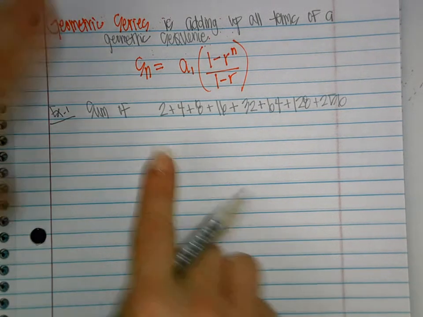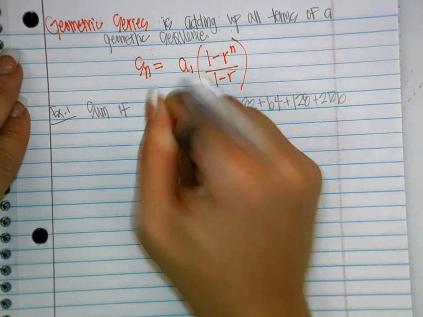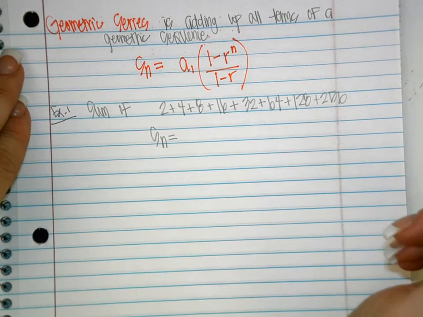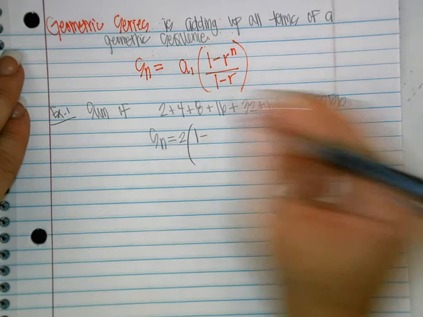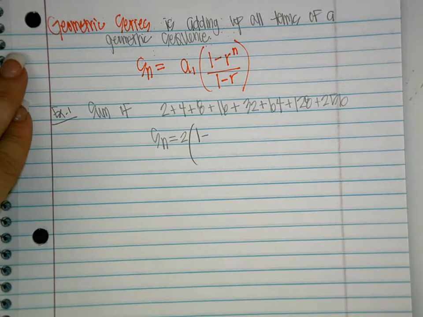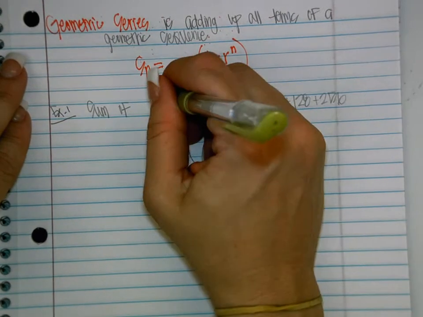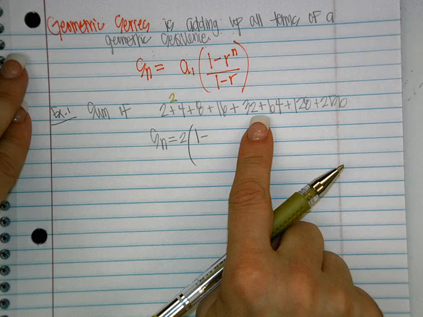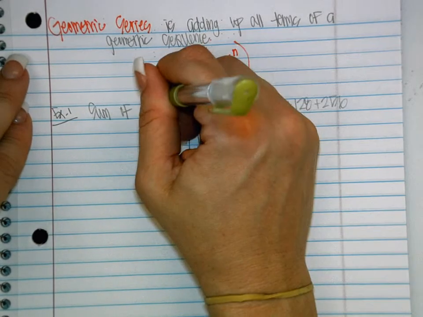So here, let's use the formula. Sum of all the numbers is equal to, what's the A1? 2 times 1 minus, what's the ratio here? How do you get from any one term to the next one? 2. You could check this. You could check it anywhere. How do I get from 32 to 64? Multiply by 2. You could check anywhere in there.